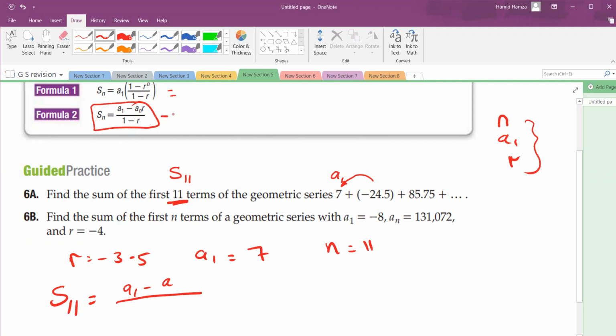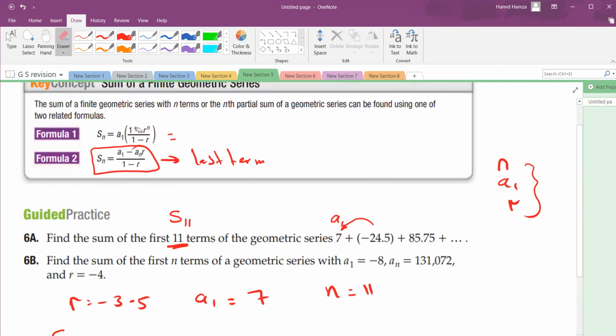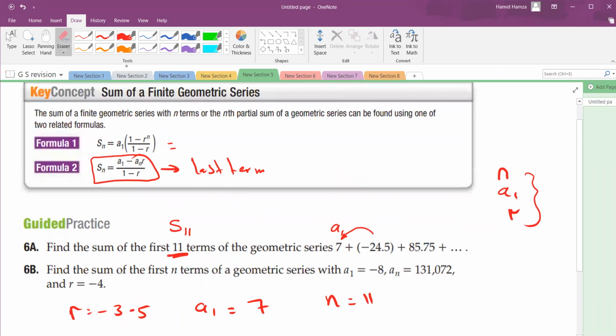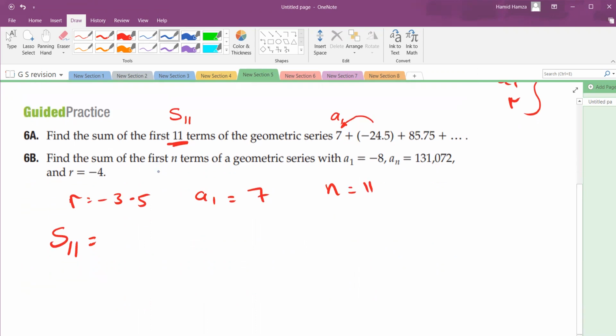I'll tell you the difference. This one is if you know the last term, guys. And this one is if you don't know the last term. So I will not use this one. This is the difference between the both of them, guys. If you know the first and the last term, you can use this one. But if you don't know, we'll use this one, the first one.